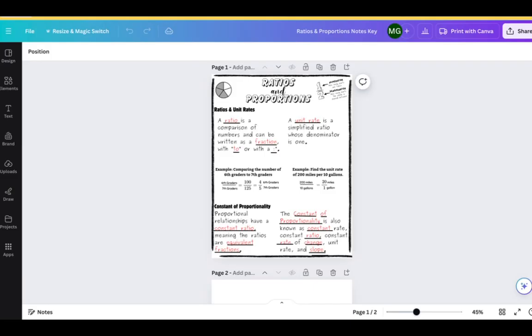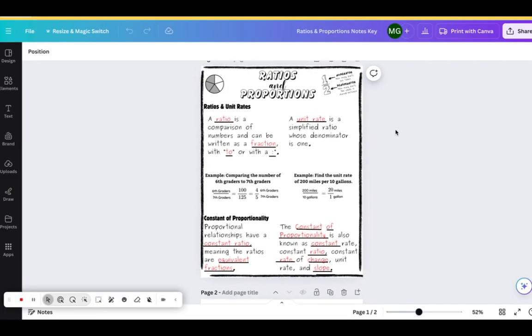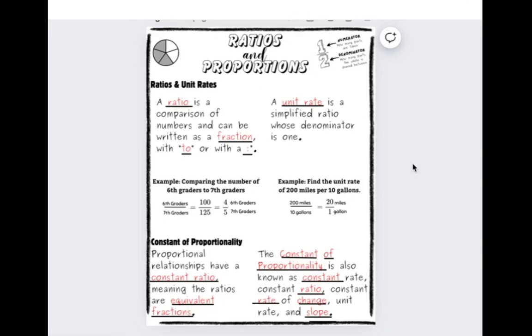So your notes should be filled out and should look like this. Make sure you have those in there. Let's look at a quick example. Comparing the number of 6th graders to 7th graders. If on our team we had 100 6th graders and 125 7th graders, then we could break that down to 4/5, 4 6th graders for every 5 7th graders.